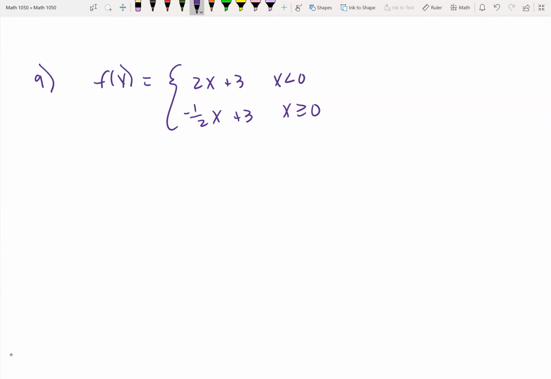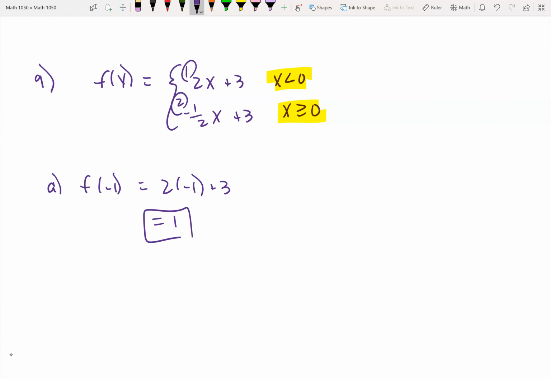All right, number 9. So here's your equation. Okay, so question A, they're asking you to find f of negative 1. Well, this is equation 1, this is equation 2. That would be equation 1 because -1 is less than 0. So I'm going to go 2 times -1 plus 3. That's -2 plus 3, which is a 1. Done. That's how you write it.